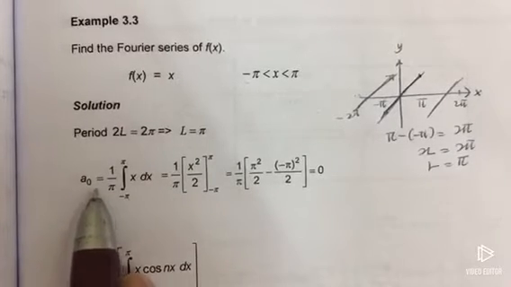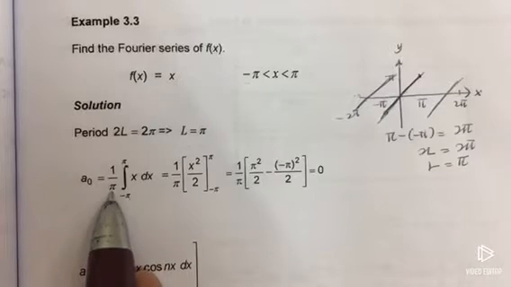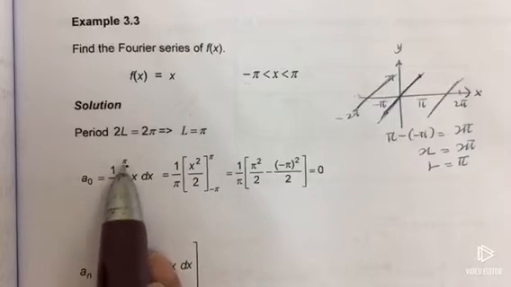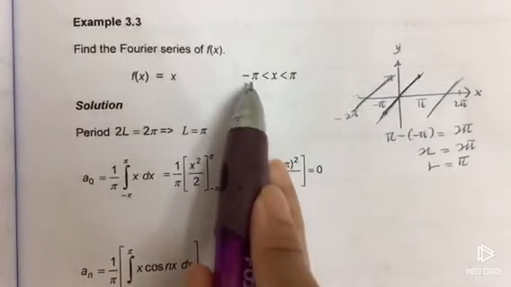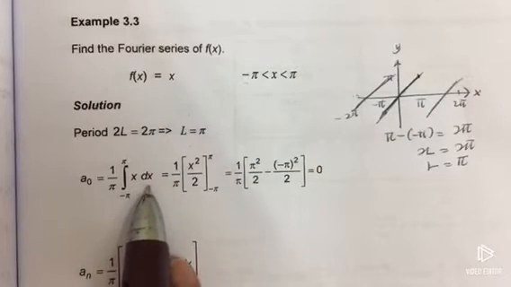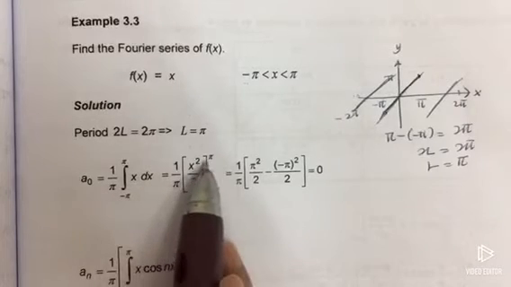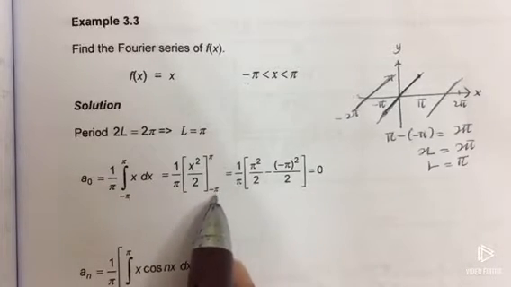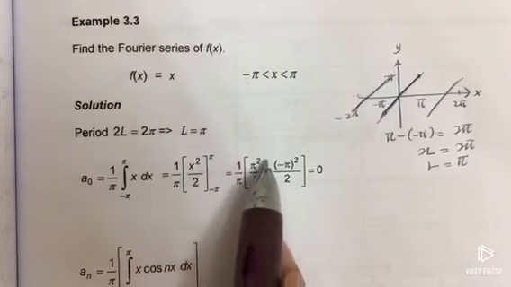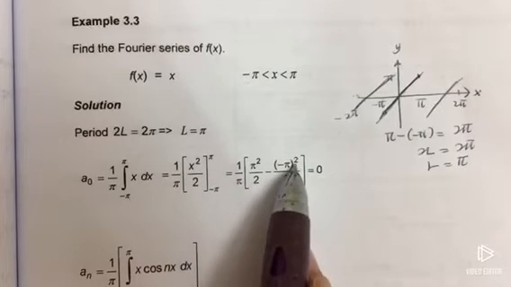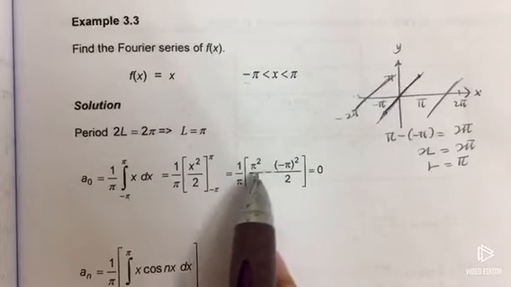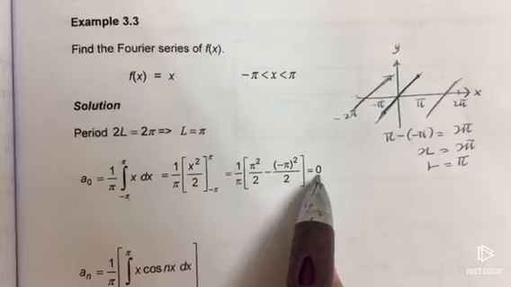To find a0, we substitute 1 over pi, since this value we take from L, integrating from negative pi to pi, from negative L to L. The function f(x) equal to x, dx. Integrate x equal to x squared over 2. Substitute pi and negative pi: pi squared over 2 minus negative pi squared over 2. So pi squared over 2 minus pi squared over 2 equal to 0.